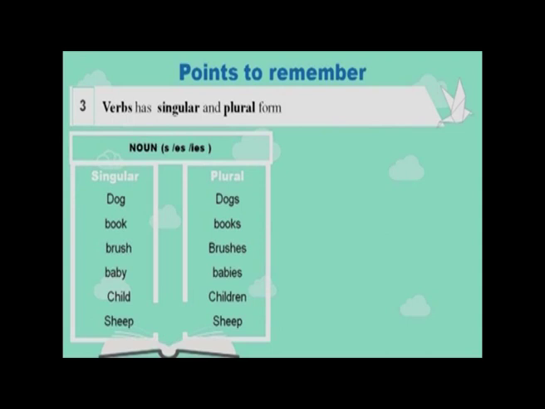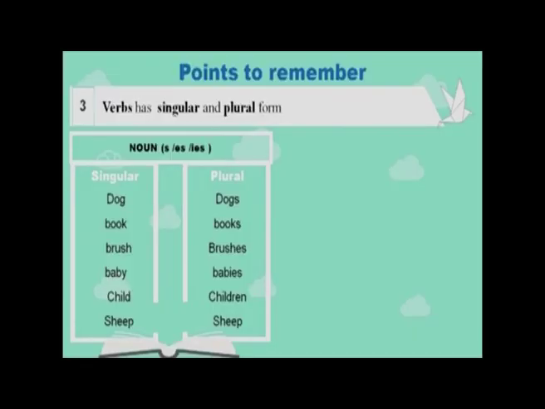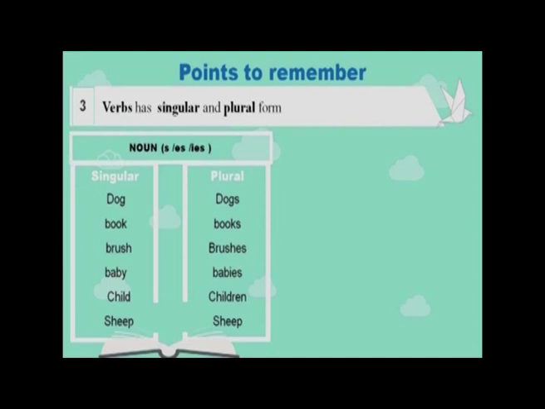For example, books, s is added to singular form, book. Dogs, for dog. Brushes, for brush. And babies, for baby. However, we cannot add s to all the nouns to make it into plural form. Example, child, we cannot write childs in plural form. It becomes children. And there are nouns which do not change their form in plural. Look at the sheep. Sheep remains as sheep in plural form.